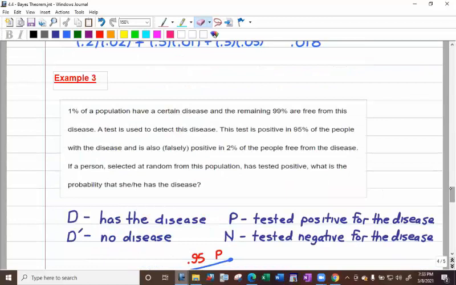1% of the population have a certain disease and 99% are free from the disease. A test is used to detect the disease. The test is positive in 95% of the people with the disease and also falsely positive in 2% of the people free from the disease. If a person selected at random from this population has tested positive, what is the probability that he or she has the disease? All right, so the first part of this tree is going to be disease, no disease.